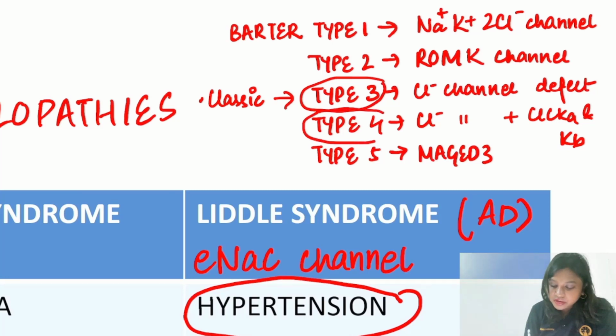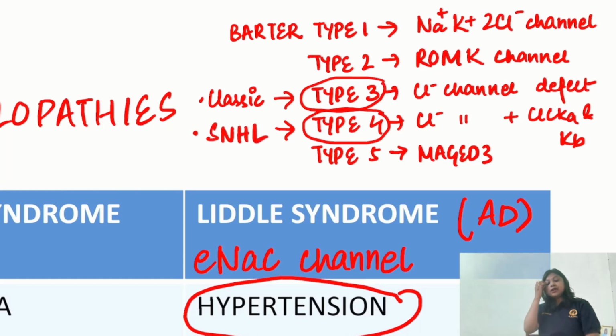And type 4 is associated with sensory neural hearing loss. And Bartter syndrome is autosomal recessive excepting type 5, which is X-linked. So, NEETPG question: the most common channel defect in Bartter syndrome is the 1 sodium, 1 potassium, 2 chloride channel defect. The type of Bartter syndrome associated with sensory neural hearing loss is type 4.